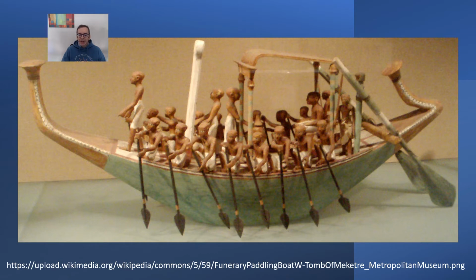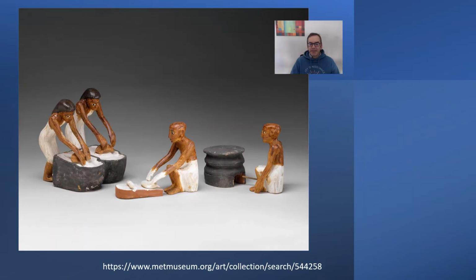And then here's another scene of a boat. This one's a little better than the first one I showed you. It shows you a bit more detail of the boat. You can see the oars here. You can see the lead person. And then you can see all the rowers sitting in their seats.